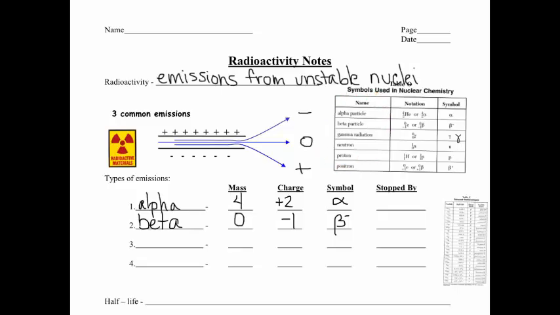I'm going to do gamma next. Gamma radiation has no mass and no charge. And we use this funny lowercase gamma symbol for that. All right, we'll do one more. We'll also do neutron.